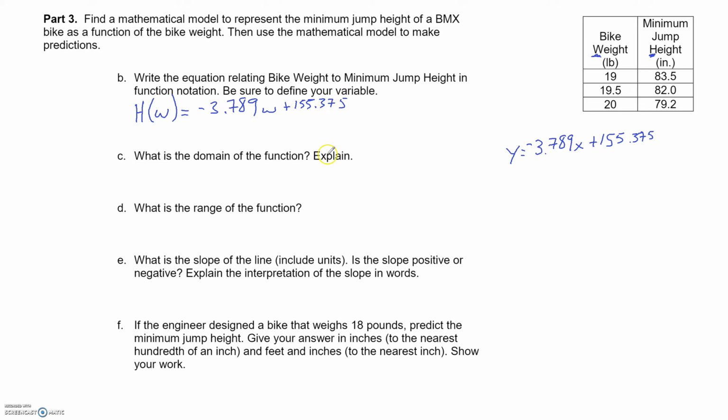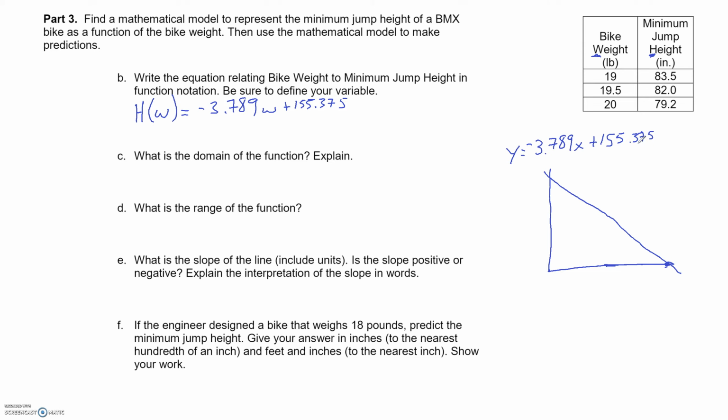Domain of this function. All right, so we had this graph, and it's going kind of like this. Eventually, it's going to bottom out somewhere over here. All of the x values that make sense are going to be between 0 and whatever this number is. To solve for your x-intercept, which is where it intercepts the x-axis, we plug in 0 for y up here. So we have 0 is equal to negative 3.789 times x plus 155.375.